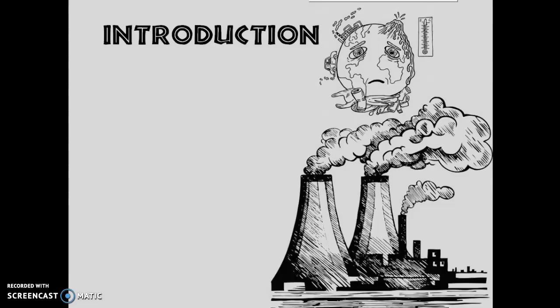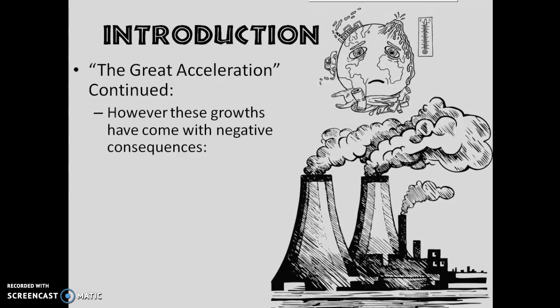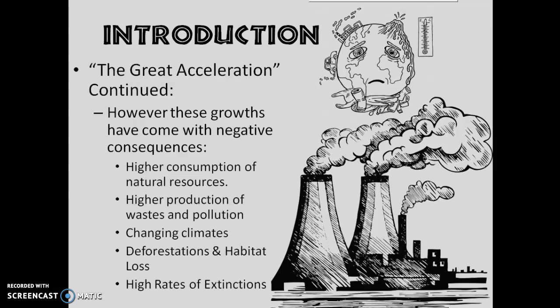Now, unfortunately, these growths will oftentimes come with negative consequences. Okay, so a lot of times when we see growth in population and consumerism, they go hand in hand. So there's a higher consumption of natural resources. A lot of times there'll be a higher production of waste and pollution with more people around. With more people and the pollution that they bring, a lot of times this can cause changes in climates. We have to have areas to build our cities and to grow the food for our humans. So a lot of times deforestation and habitat loss and high rates of extinctions because of this.